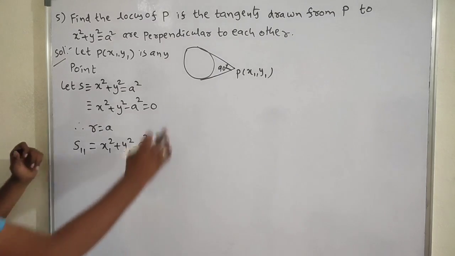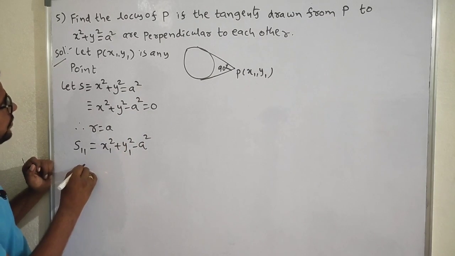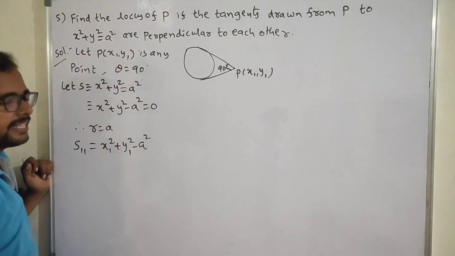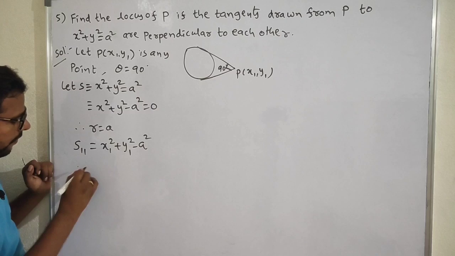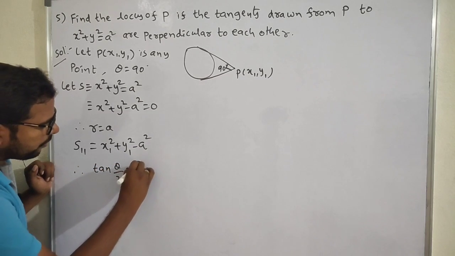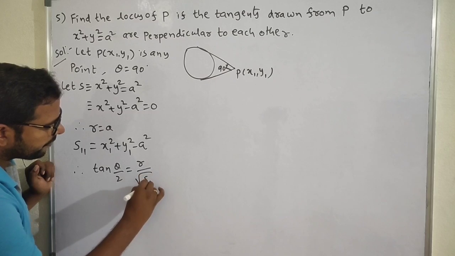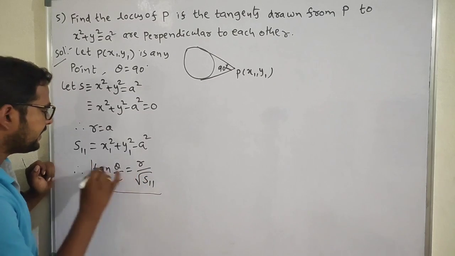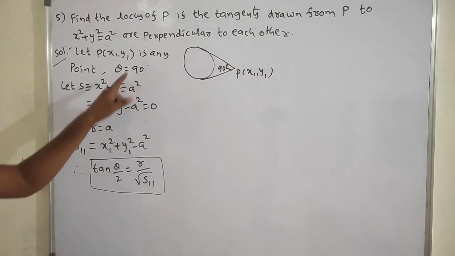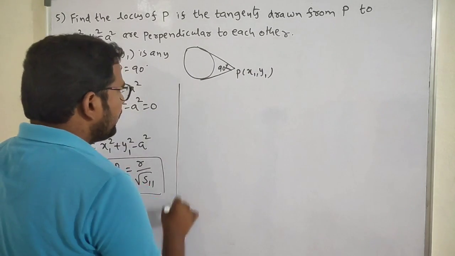Let what is given, theta is equal to 90 degrees. Therefore what is the formula? Tan theta by 2 is equal to r by root S11. Apply this formula. It is the angle between two tangents, so tan theta by 2 equals r by root S11. Theta is equal to 90 degrees.